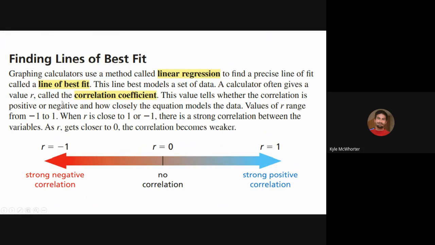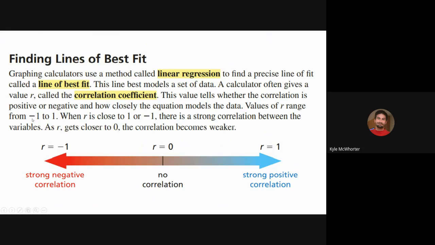And a calculator will give us a value R called a correlation coefficient. There's two values that they give us on the calculator. They give us R and they give us R squared also. We'll talk about R squared later. But R is the correlation coefficient. R can be positive or negative. R squared can only be positive, right? Because when you square something, it's always positive. So the correlation coefficient can be positive or negative, and it goes from -1 to 1.